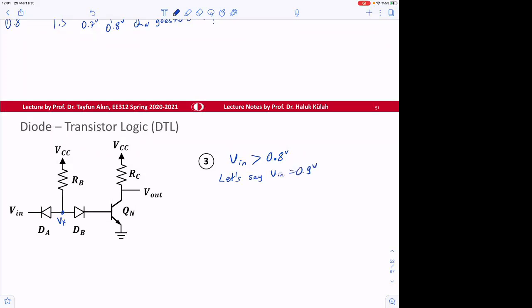Nine volt. So what is Vx? We know that now this is in saturation. So this is 0.8 volt, and then this is 0.7 volt. Therefore, Vx is 1.5 volt.